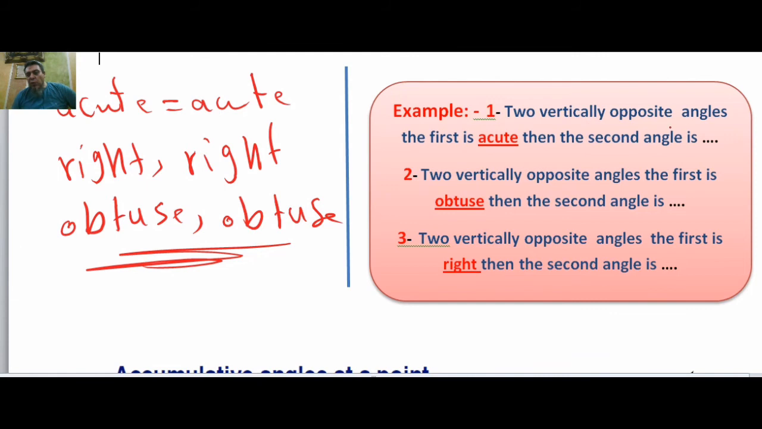Example: the two vertically opposite angles, the first is acute, then the second is acute also, because they are equal. Two vertically opposite angles, the first is obtuse, the second is obtuse also. Why? Because they are equal in measure and equal in type. The two vertically opposite angles, the first is right, the second is right. Okay.